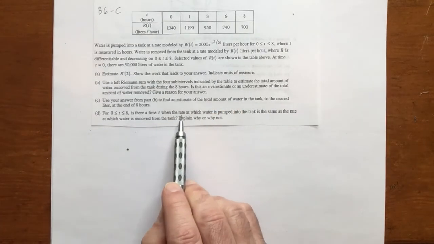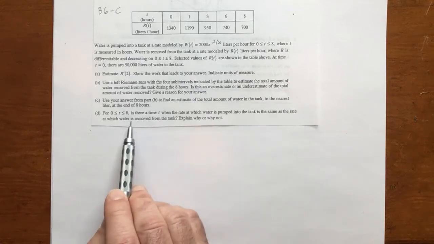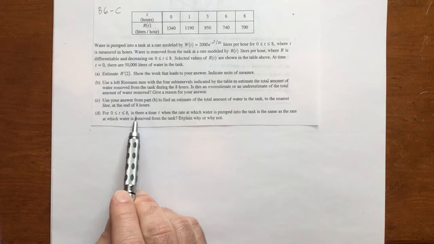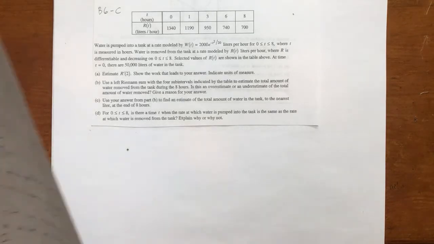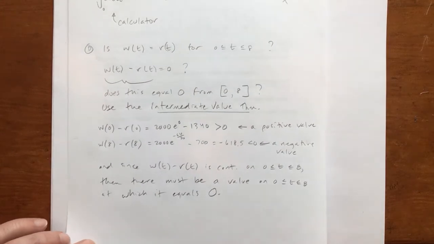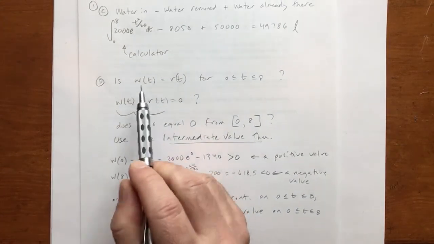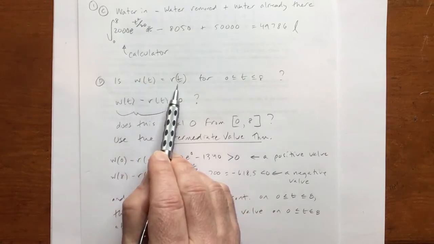Is there a time when the rate at which the water is pumped into the tank is the same as the rate at which water is removed from the tank? I think this is the kind of problem that they may be asking you this year. So be alert for an intermediate value theorem problem. Okay, so they're asking this. The water in, is it ever equal to the water going out?